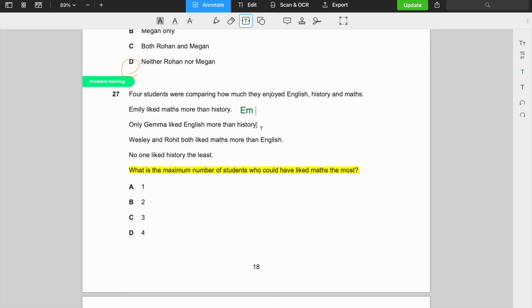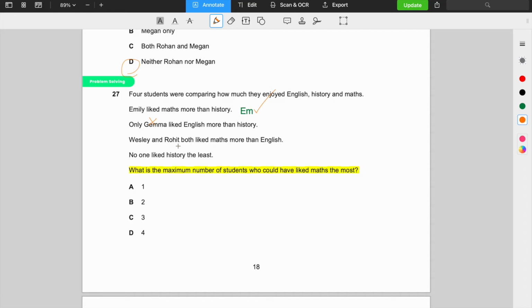Only Gemma liked English more than history. So, could Gemma like maths the most? Well, she likes English more than history, right? Could she like maths the most? No, because if she likes maths the most, that would contradict the last rule that no one liked history the least. So Gemma can't like maths the most. So it must be the order of English, history, maths, or English, maths, history. But Gemma can't like maths the most. So Gemma does not like maths the most.